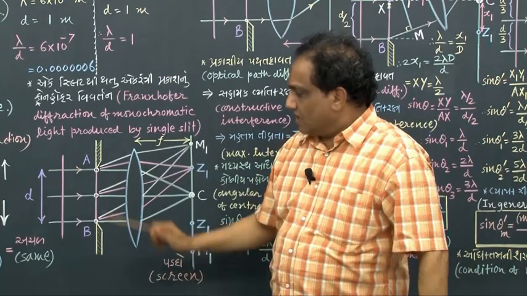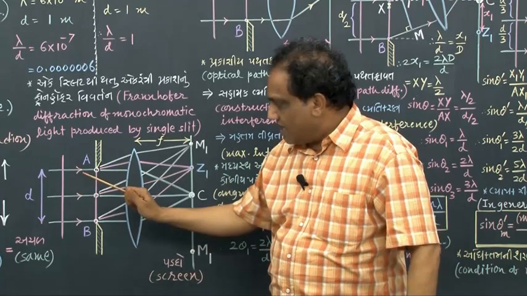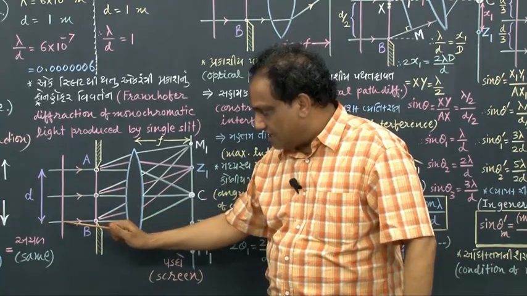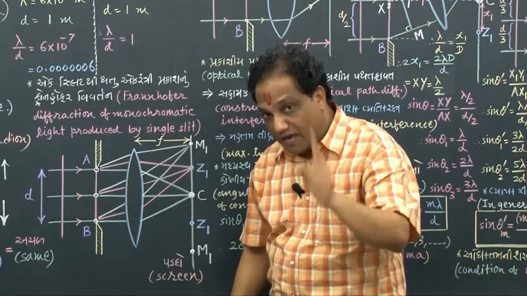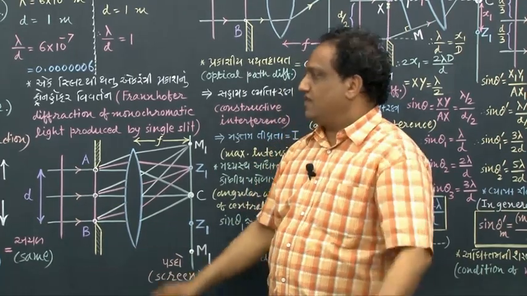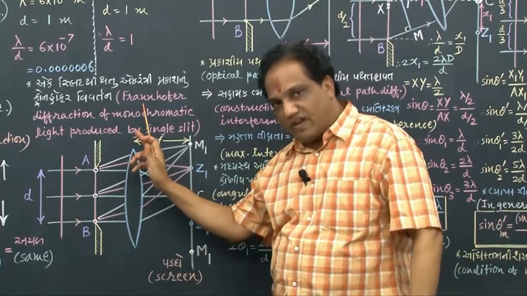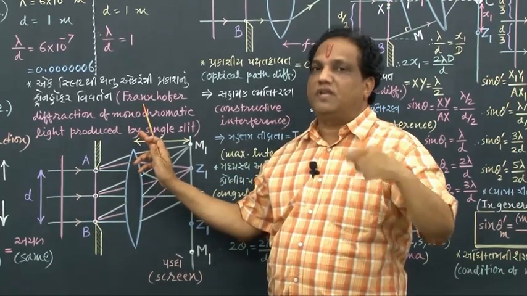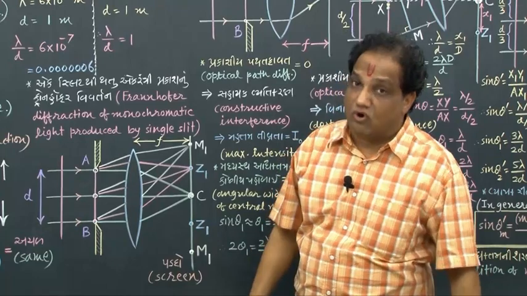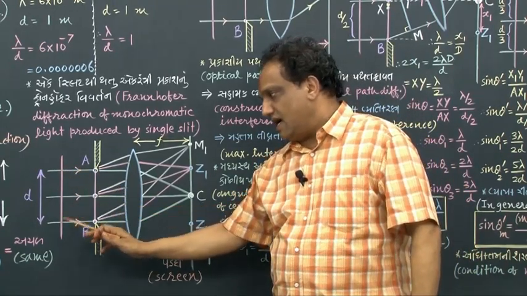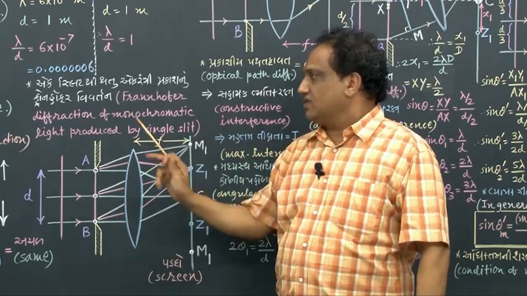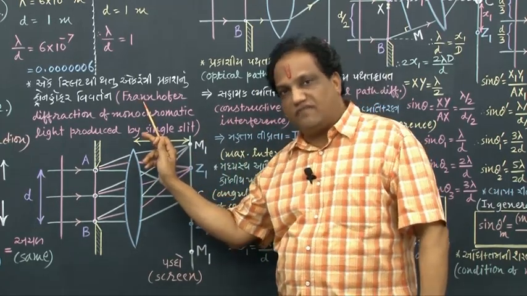But in a given diffraction, if the wavefronts cut by the slit are plane wavefronts, then the type of diffraction is called Fraunhofer diffraction, which is the name given in the memory of the scientist Mr. Fraunhofer. Whenever wavefronts cut by the slit are plane, the type of diffraction is called Fraunhofer diffraction.